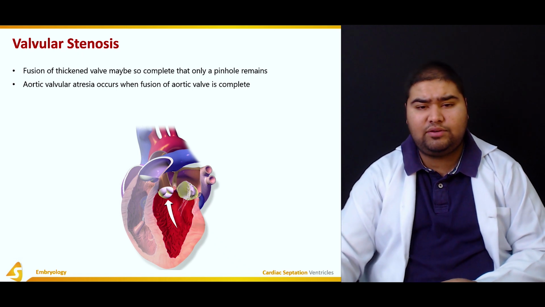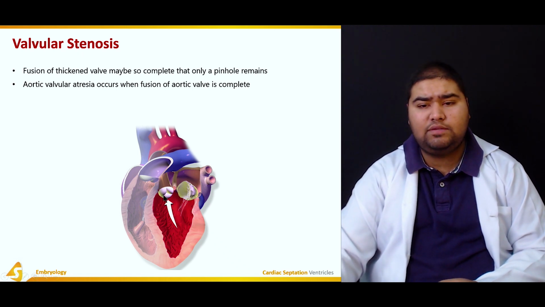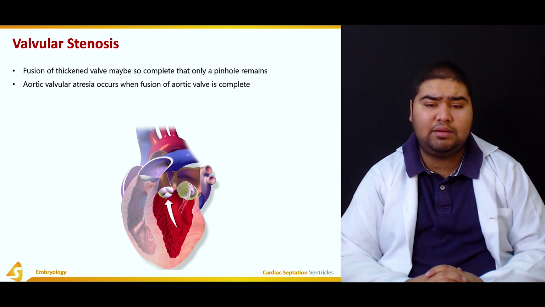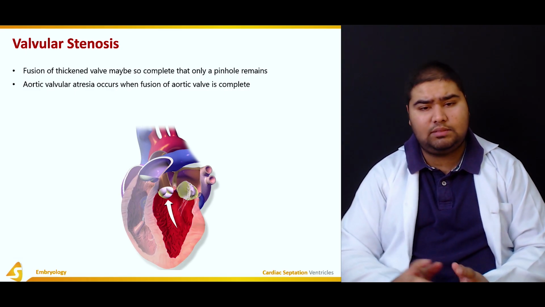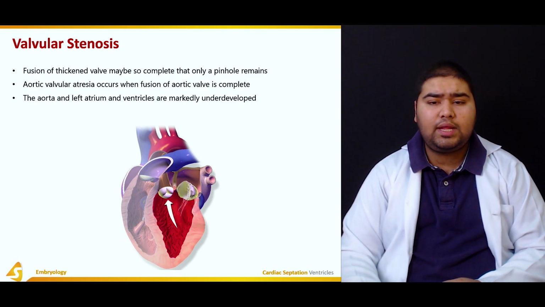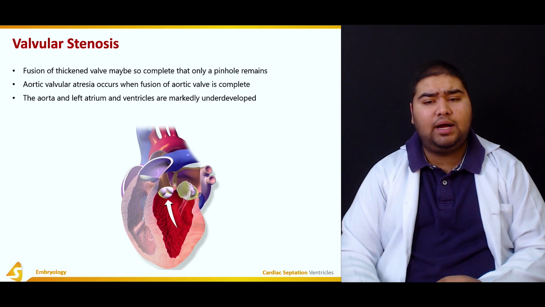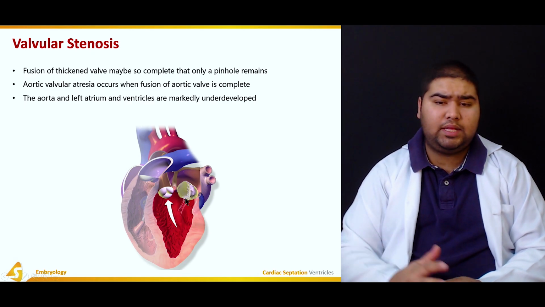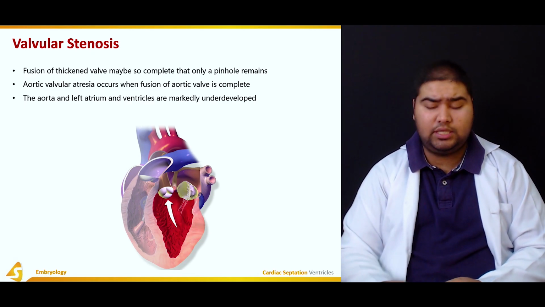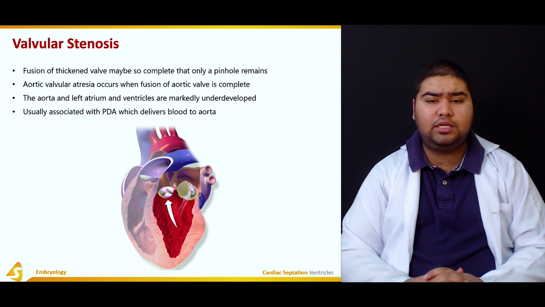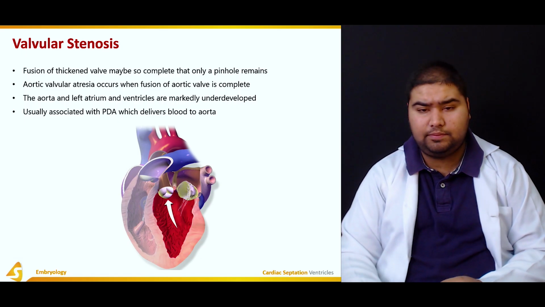The aortic valvular atresia, here you can see in the figure, occurs when the fusion of the aortic valve is complete. So the aortic valve has been completely fused. So this may lead to aortic valvular atresia. The aorta, the left atrium, and maybe the left ventricle may be markedly underdeveloped. It is usually associated with patent ductus arteriosus. This patent ductus arteriosus delivers the blood to the aorta.